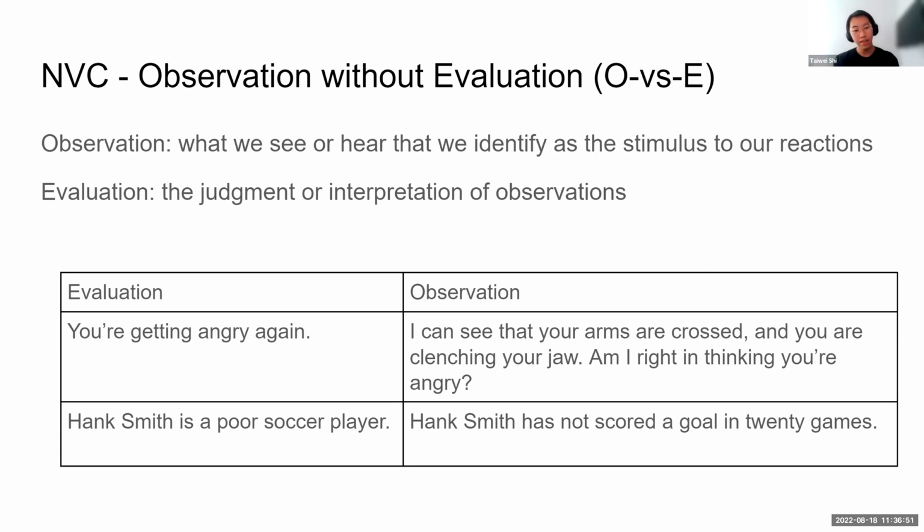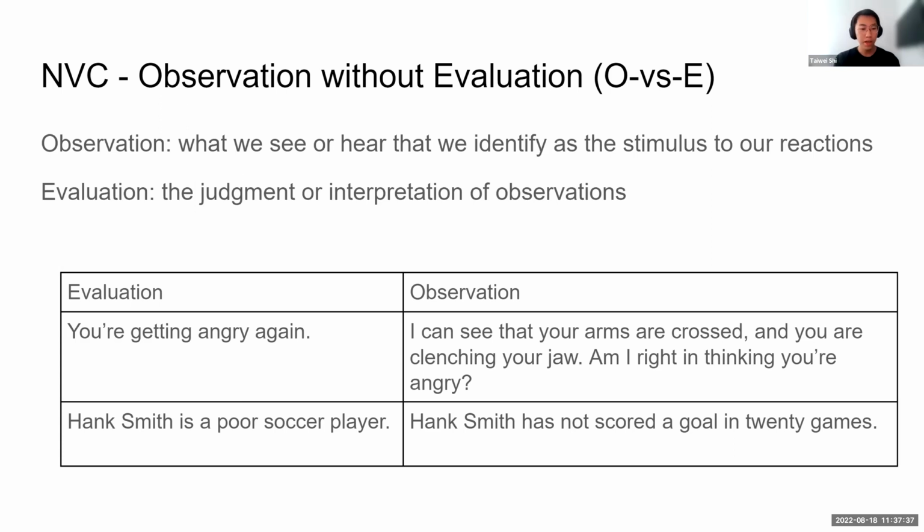But this is actually not an effective way of communicating because you are making a lot of assumptions and you are using evaluative statements. A better way to say this is by using more observations or references to fact. So an equivalent of that evaluative statement is something like, I can see that your arms are crossed and you are clenching your jaw. Am I right in thinking you are angry? This is more effective simply because it does not make any assumption and it does not use any evaluation. If you say this to another person, that person might say, yes, I am angry. Or that person might just say, no, I'm just nervous, or I'm just cold, right?